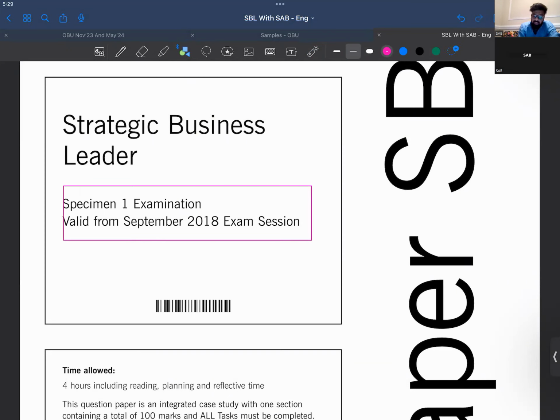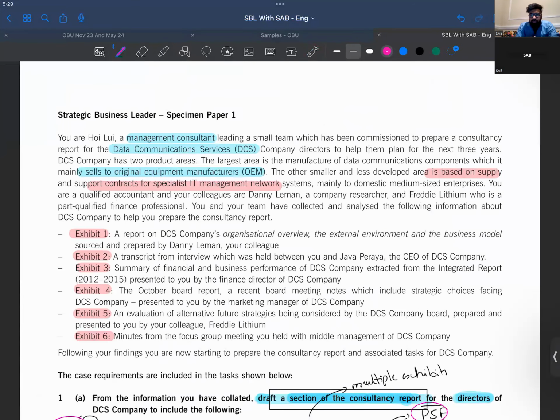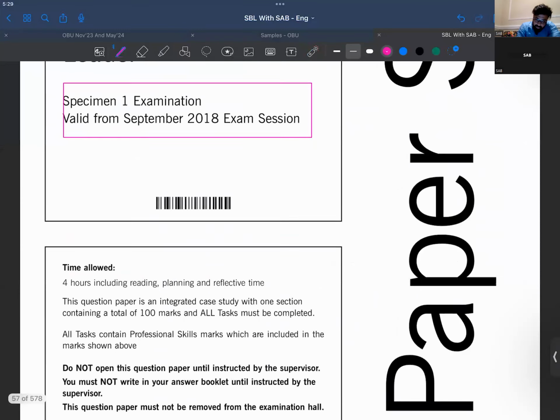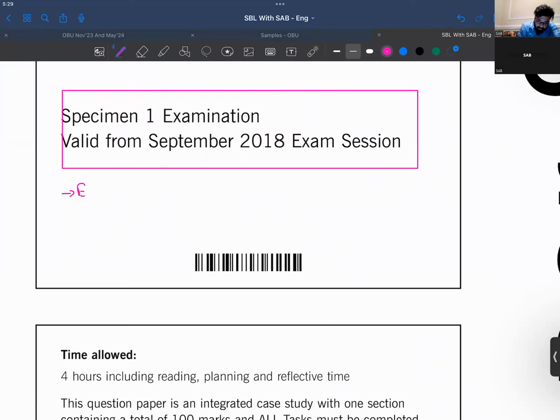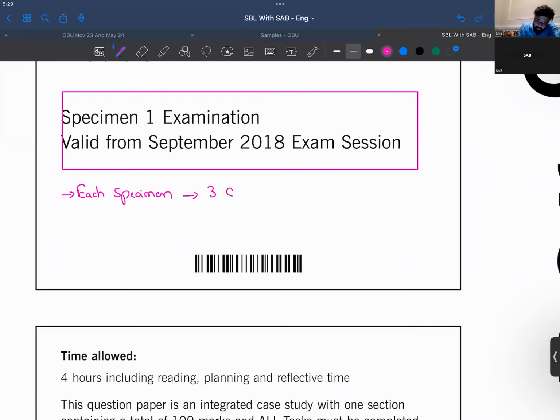Specimen 1, valid from September 18th. So our target is, for each specimen, we're going to have three classes: one class for planning and two classes for drafting. So we're going to have three classes for each specimen, for each of SBL's papers. If you're thinking of the mini mocks, we covered them in two classes, I guess. But for specimens, we need three classes if we are properly drafting.